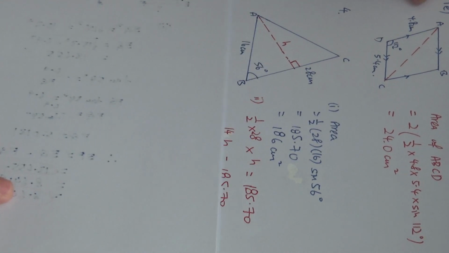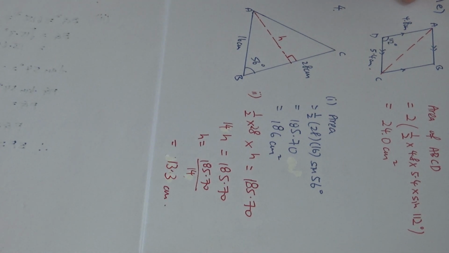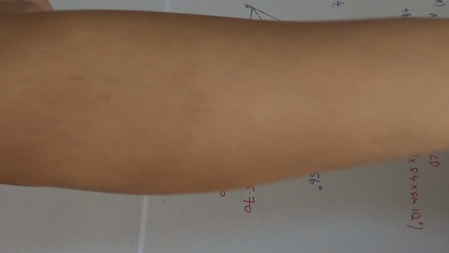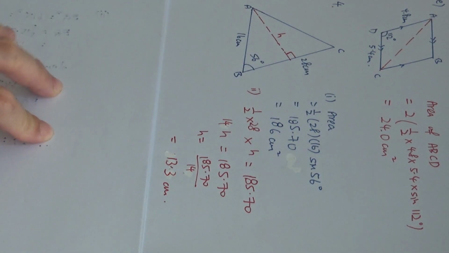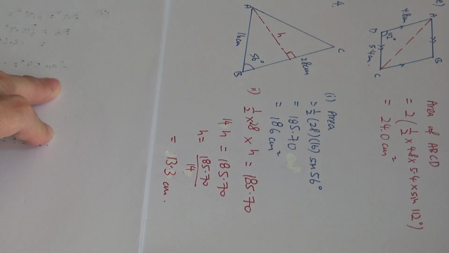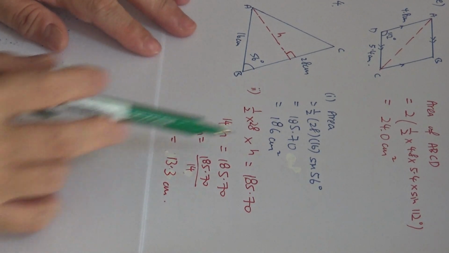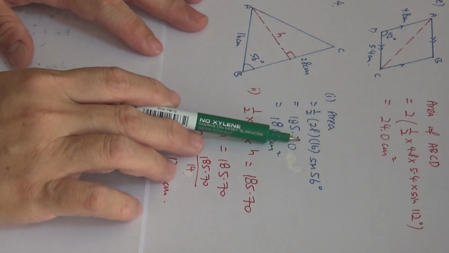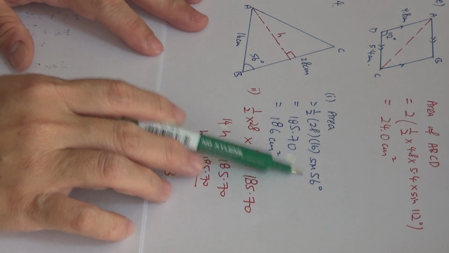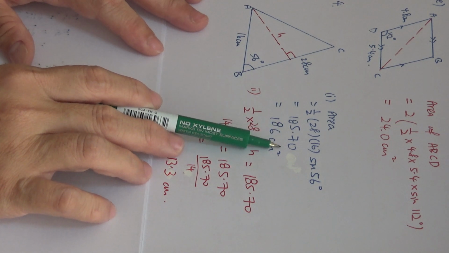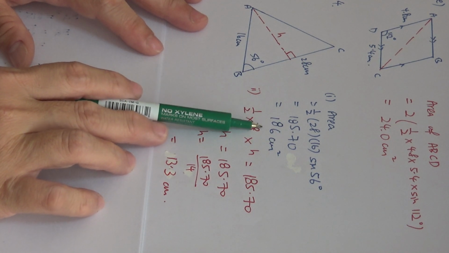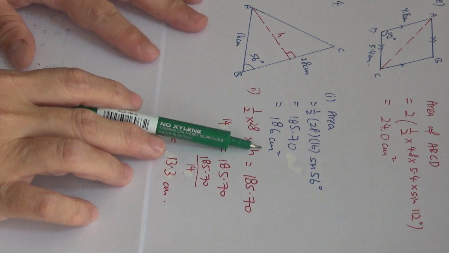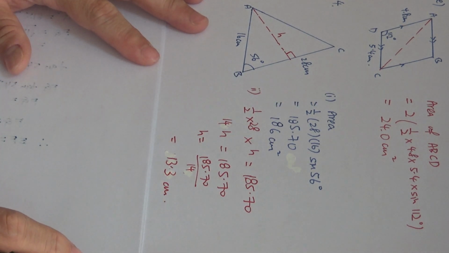Okay, next, I'll be going on to question number 4. Now, I believe all of you will not have problem with 4 part 1 because it's again a straightforward application of the formula. So it's half times 28 times 16 sine 56 degrees, and I'll get 185.70, which to three significant figures is 186 cm squared.